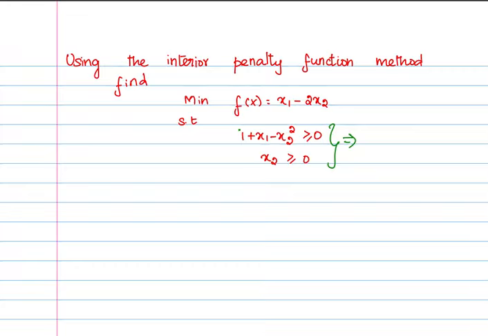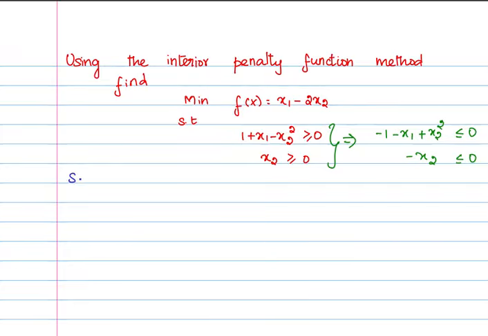So we can multiply by -1 on both sides. So we will get -1 minus x1 plus x2 square is less than or equal to 0. This one is minus x2 is less than or equal to 0. So our first aim is that my constraint must be in the less than or equal to symbol only. Now I want to solve it. The first step, I want to define the barrier function.